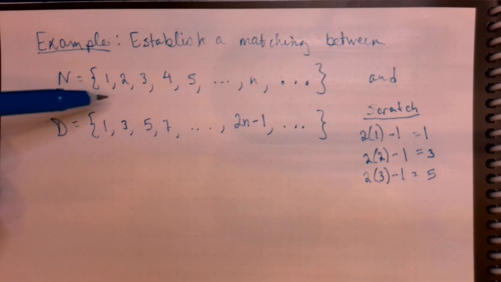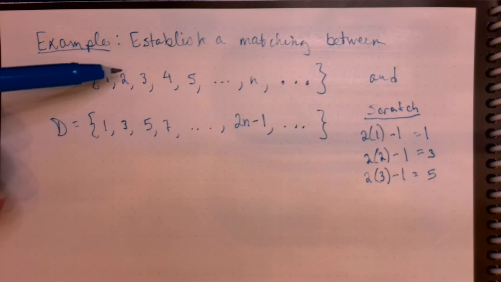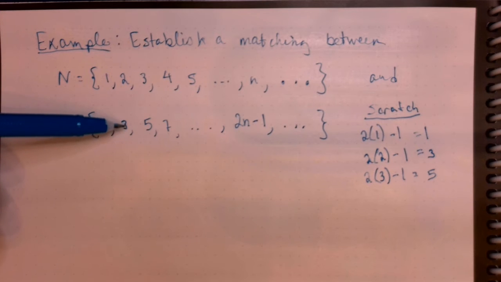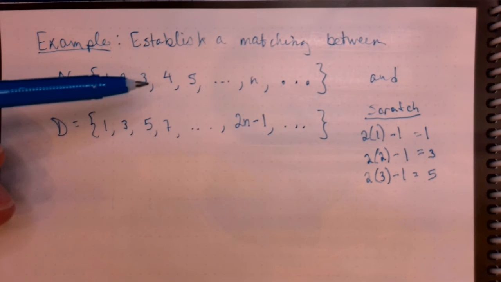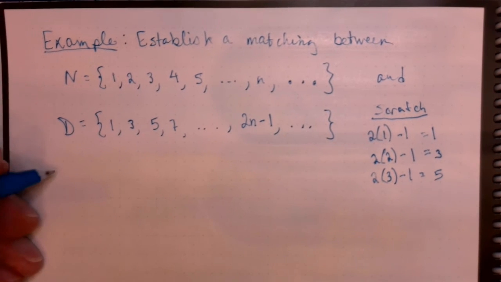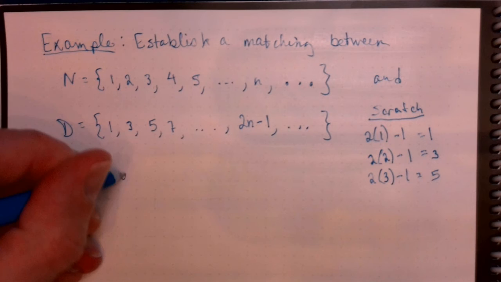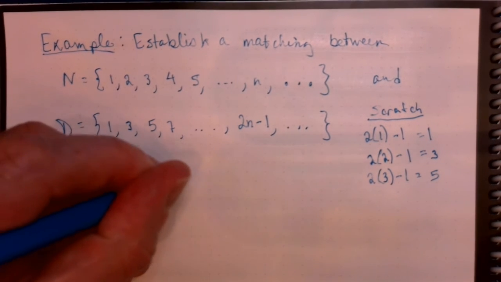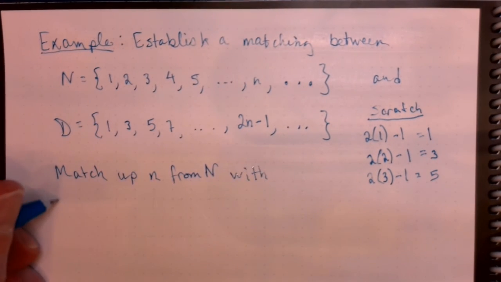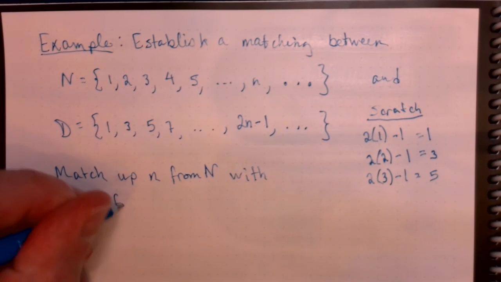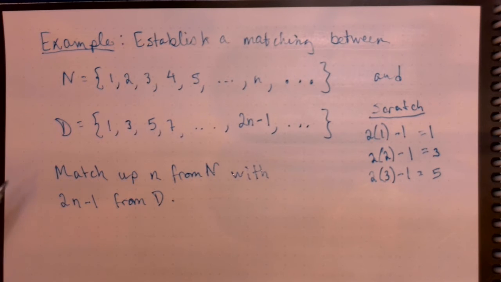Now the matching between the two sets isn't that difficult. We would take 1 and match it up with 1. We would take 2 from N and match it up with 3 from D. 3 gets matched up with 5, 4 with 7, and so on down the line. So in general, the matching would go like this. Match up little n from the natural numbers with 2n minus 1 from the set D of odd numbers.